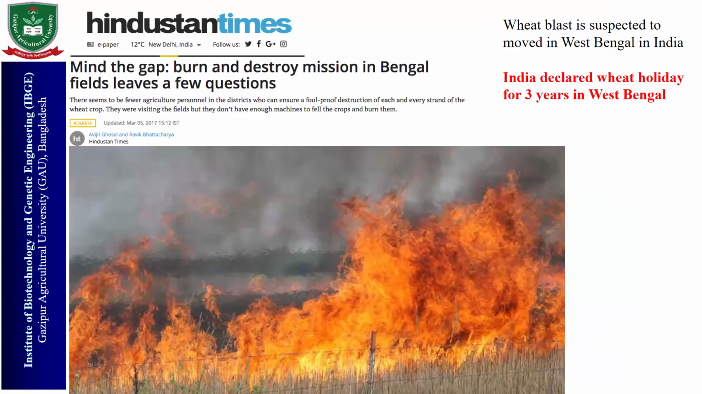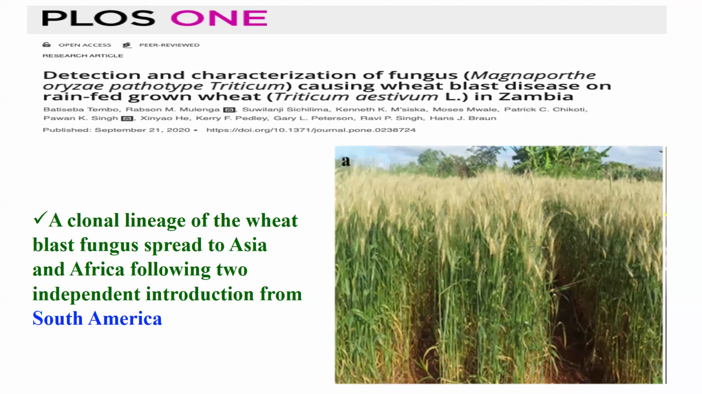Next year in India, especially in West Bengal, Nadia, Murshidabad, they also found a similar case. And they burned the crop, and they thought that it had moved from Bangladesh, and India declared a wheat holiday, no cultivation of wheat in West Bengal. But it is not a science-based solution. But a year later, it was reported in 2018 in Zambia, an African country. That is, the enemy is on the run. And Africa suffers from food security, and this disease was a super threat.